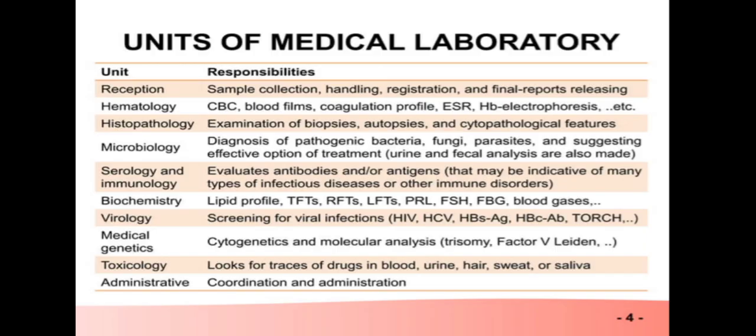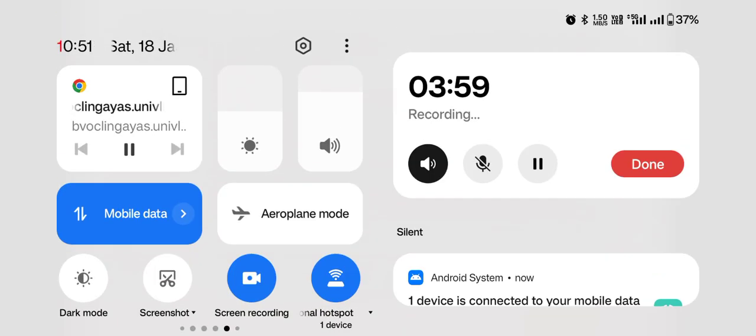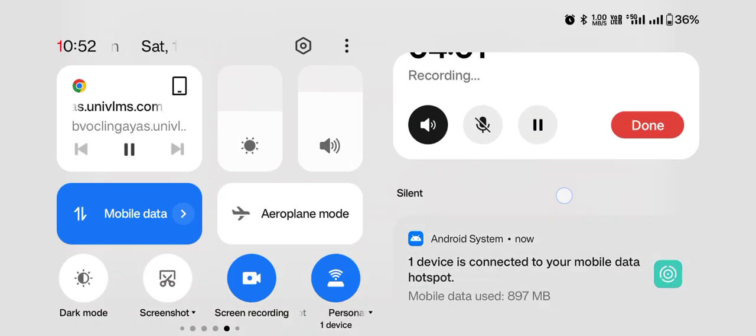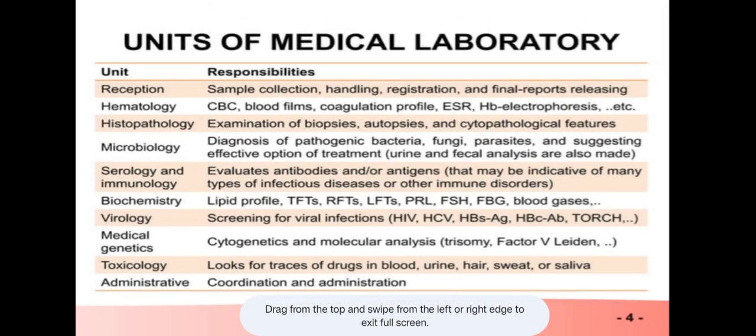Third is the histopathological area, where you have to assist the doctor in obtaining the biopsy, the autopsy and the cytopathological features. Next area is called the microbiological area, where you have to help the microbiologist. We can obtain the different kidney function tests, liver function tests, FSH, FBG and blood gases.